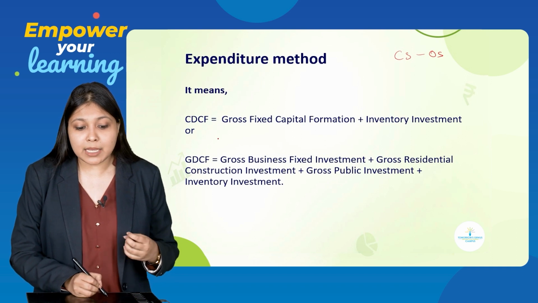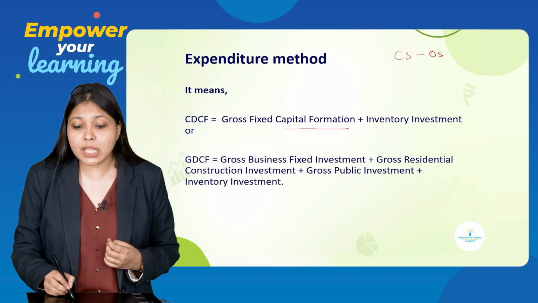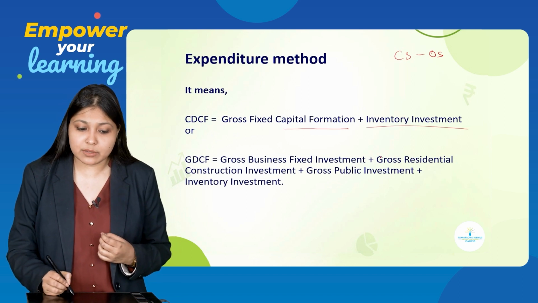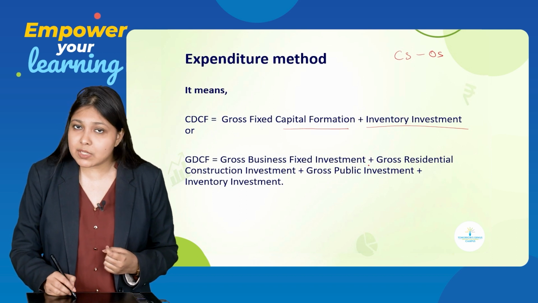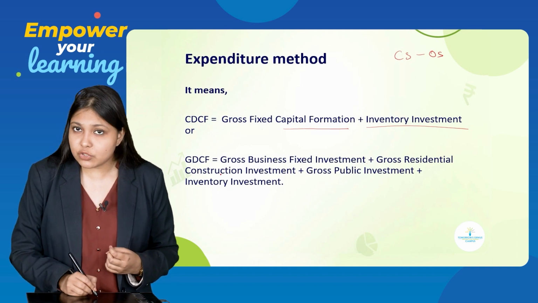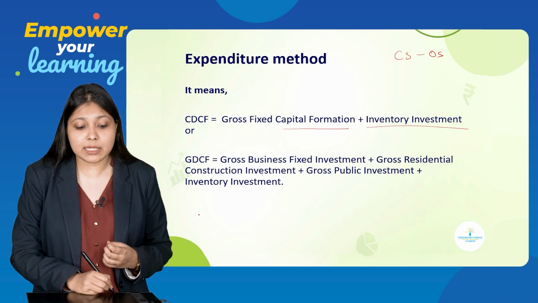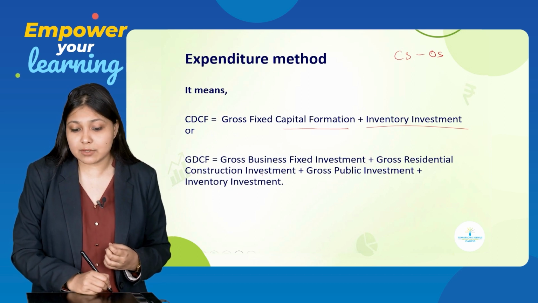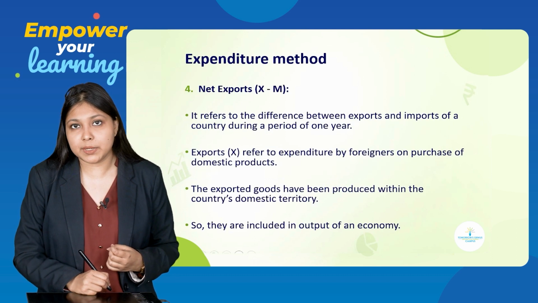So, the formula becomes GDCF is equal to gross fixed capital formation plus inventory investment, and GFCF is equal to gross business fixed investment plus gross residential construction investment plus gross public investment. Inventory investment is your closing stock minus opening stock.